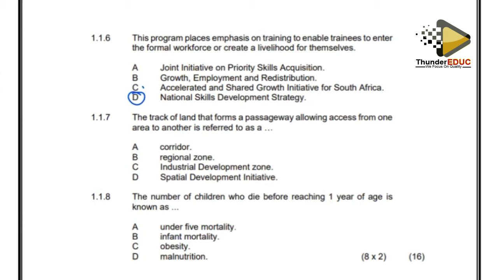Then we have 1.1.7, the tract of land that forms a pathway allowing access from one area to another is referred to as a corridor. Okay, a corridor because of this pathway. Okay, right. Now 1.1.8, the number of children who die before reaching 1 year of age is known as infant mortality.